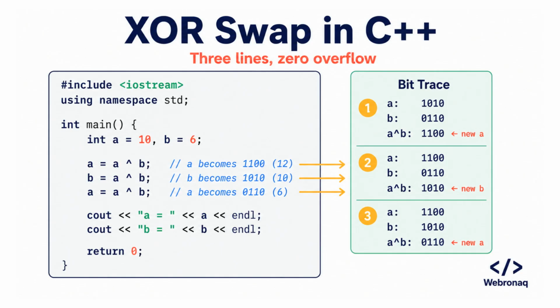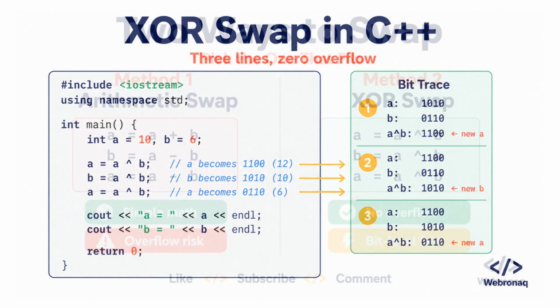B is 10. No temp variable, and no risk of overflow, because XOR doesn't make numbers bigger, it just flips bits. This is the same kind of bitwise logic that powers things like file encryption, error checking in network packets, and even how WhatsApp protects your messages end-to-end. The operation is fast, safe, and reversible, which is exactly why it shows up everywhere in low-level code.